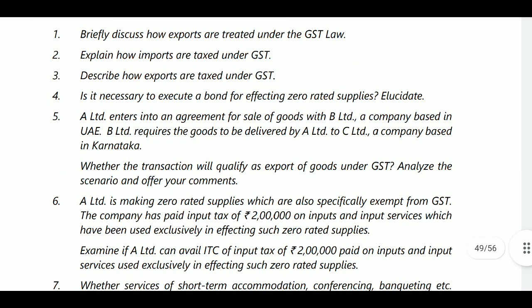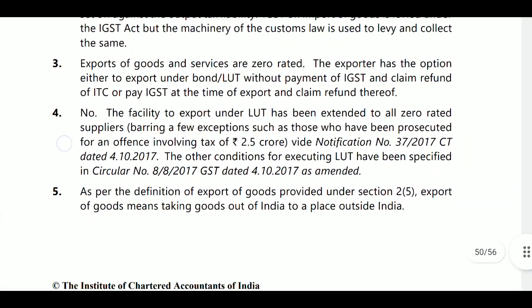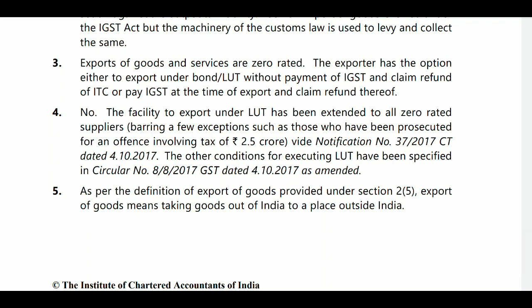Next, question number 4: is it necessary to execute a bond for effecting zero rated supplies? No, it is not required to execute bonds. The facility of export under LUT has been extended to all zero rated supplies, with a few exceptions, such as those who have been prosecuted for an offence involving tax of 2.5 crores. The other conditions for executing the LUT have been specified in the notification and circular.